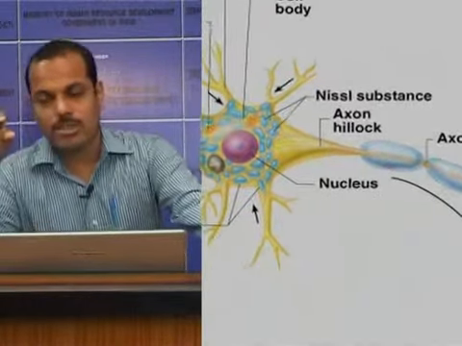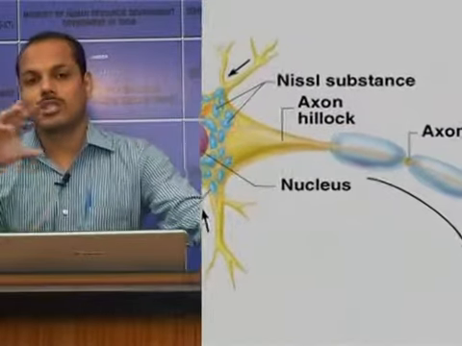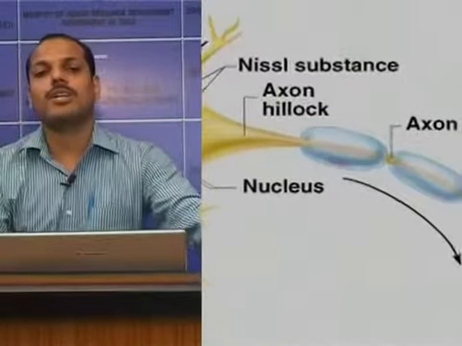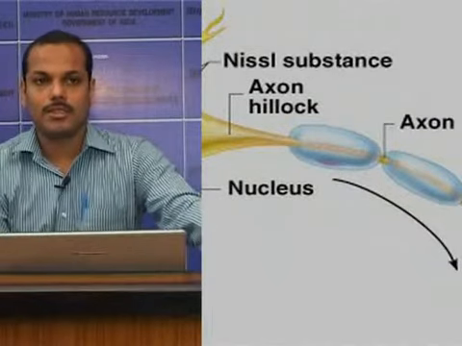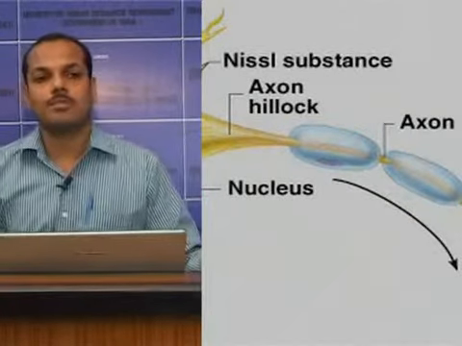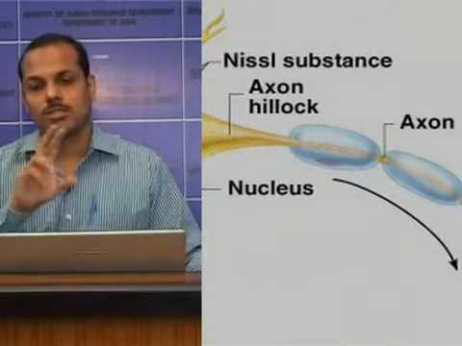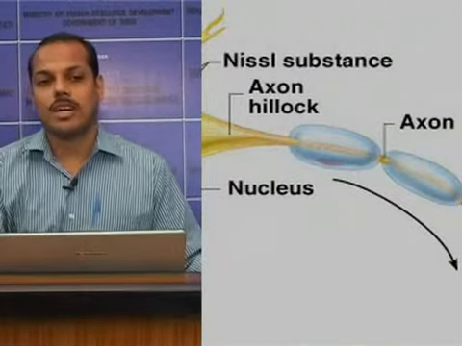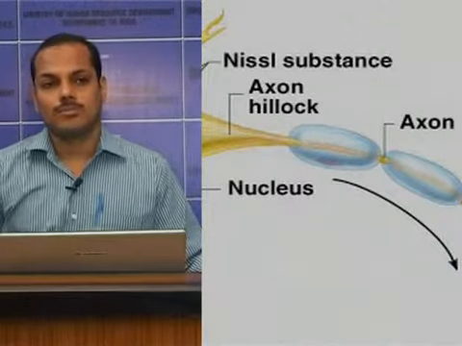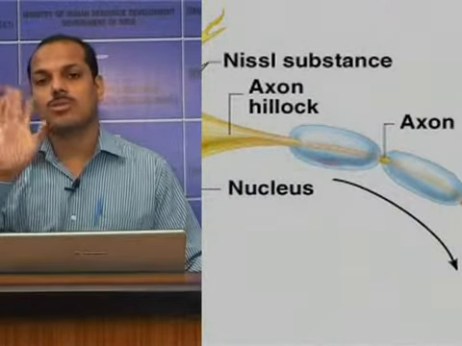In the central part of the axon there is axoplasm, and it is covered by a covering called axolemma. Inside the axoplasm there are mitochondria and axoplasmic vesicles, but Nissl granules are absent in the axoplasm. So, the axon cannot synthesize its own protein.